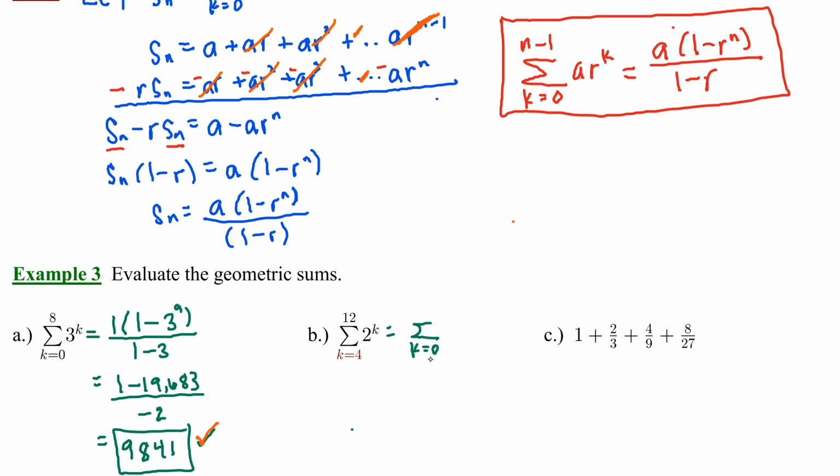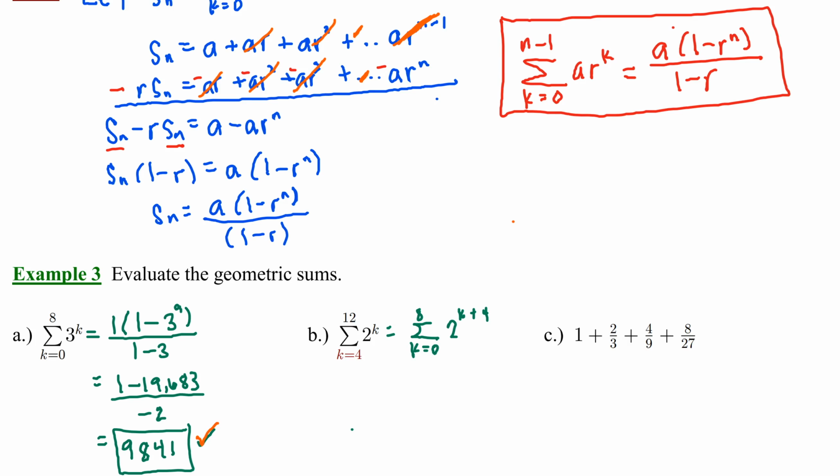Notice I'm subtracting 4 from this index. Whatever I do to the lower index, I must also do to the upper limit of summation. So 12 minus 4 gives me 8. Now, I can't just make those changes arbitrarily. As you know, we have to balance it out somewhere else. So if I decrease my index over here by 4, then I need to increase this index by 4. That way, those two changes balance out.